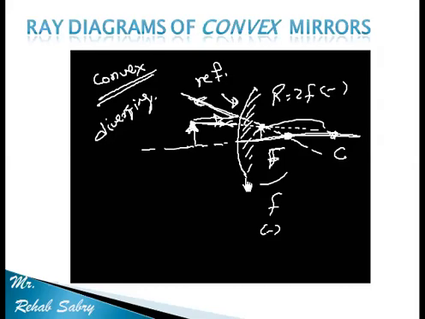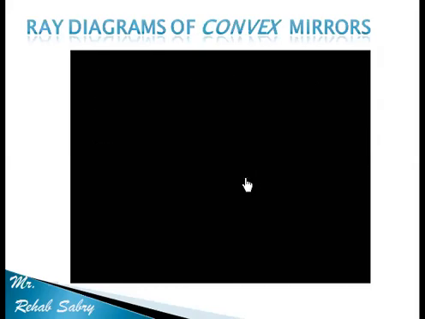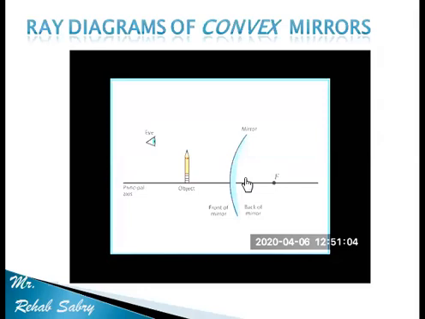If it's not clear, let's see it together. It's diverging, by the way. This is the object. This is the mirror. It's convex, so it diverges light. This is the focus. Let's see what will happen now, inshallah.